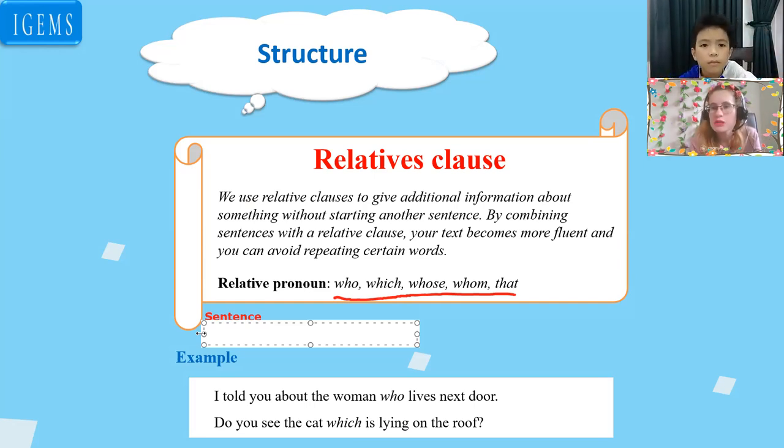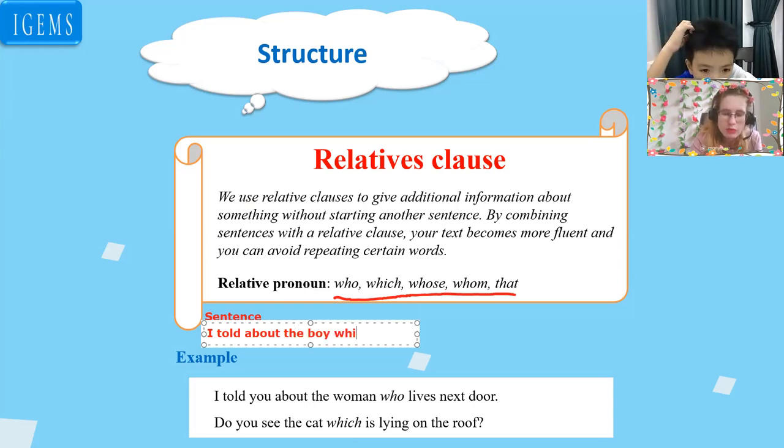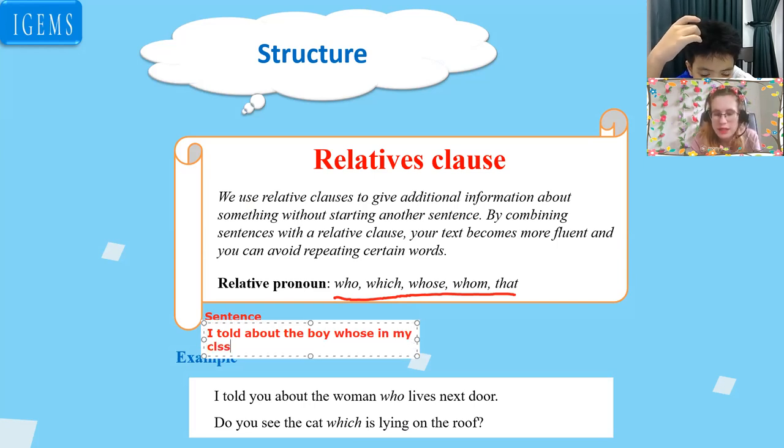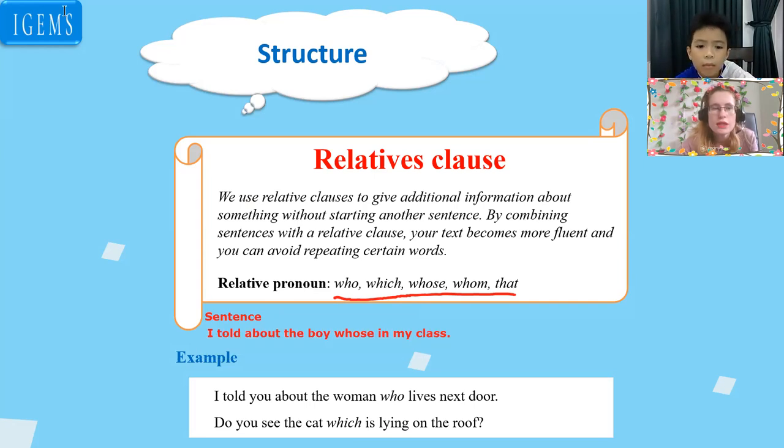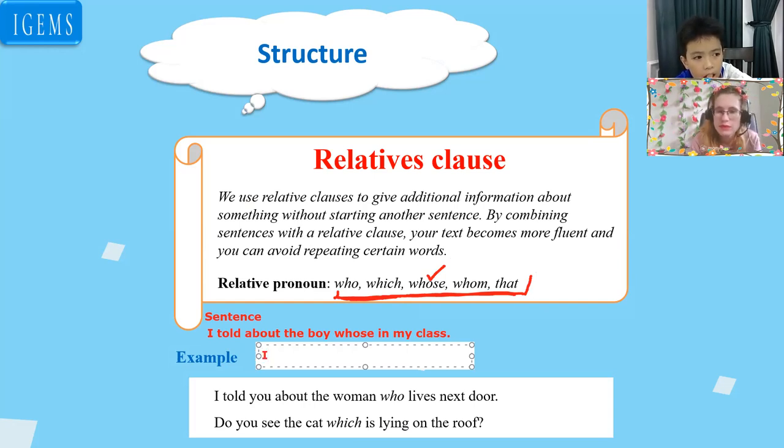Okay, so teacher will come up with a sentence. I told you about the boy who's in my class. Okay, so then we use this word, whose. Okay, can you give me a sentence using one of these words? I help Andy. So give me a sentence using who, which, whose, whom, or that.